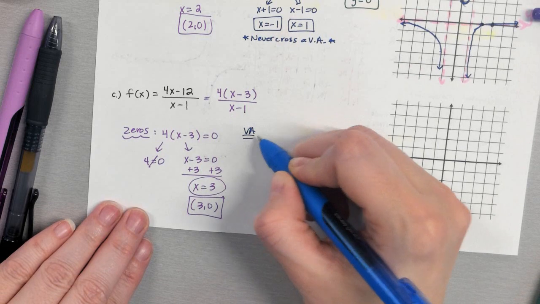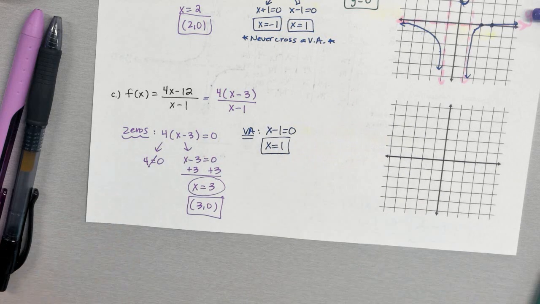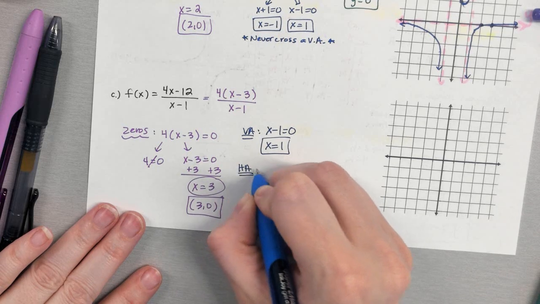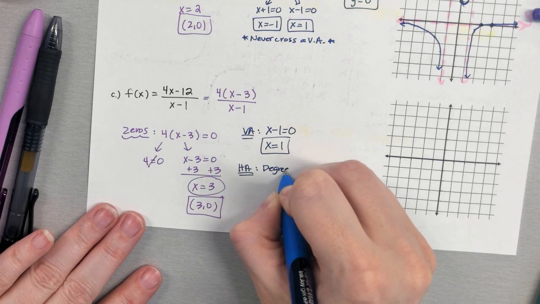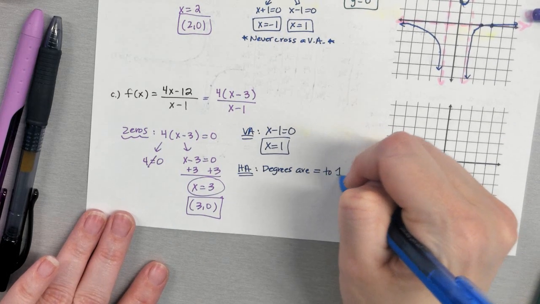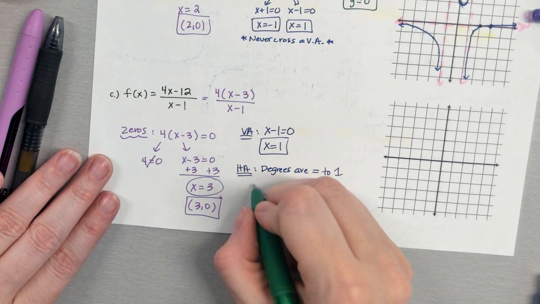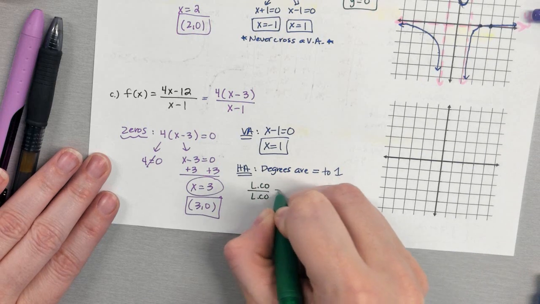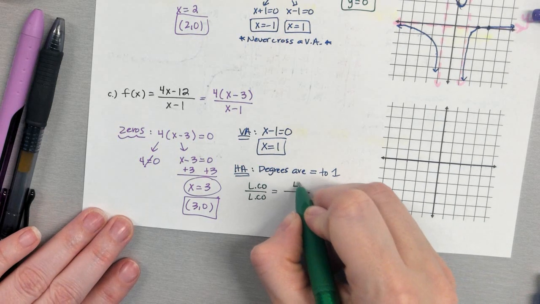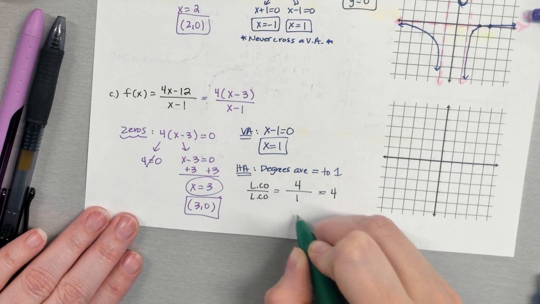For the vertical asymptote, you have x minus 1 equals 0, so x equals 1. And then this is the one where for horizontal, the degrees are equal because they're both what? Yes, degrees are equal to 1. So then what you do is you put the leading coefficient over the leading coefficient. What's the leading coefficient in the numerator? 4. What's the leading coefficient in the denominator? 1. What's 4 divided by 1? 4. So then this is just y equals 4.